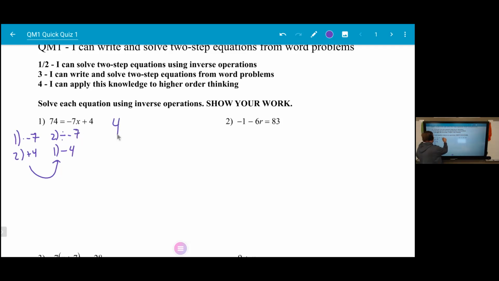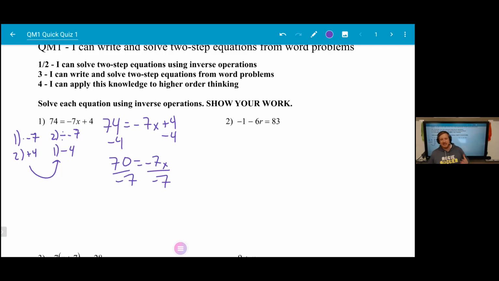We've got 74 equals negative 7x plus 4. I'm going to subtract 4 from both sides. 70 equals negative 7x. Then I'm going to show my work by dividing both sides by negative 7. A positive divided by a negative is a negative. So two opposite signs when you're dividing give you a negative. And 70 divided by 7 is 10. So negative 10 is x.